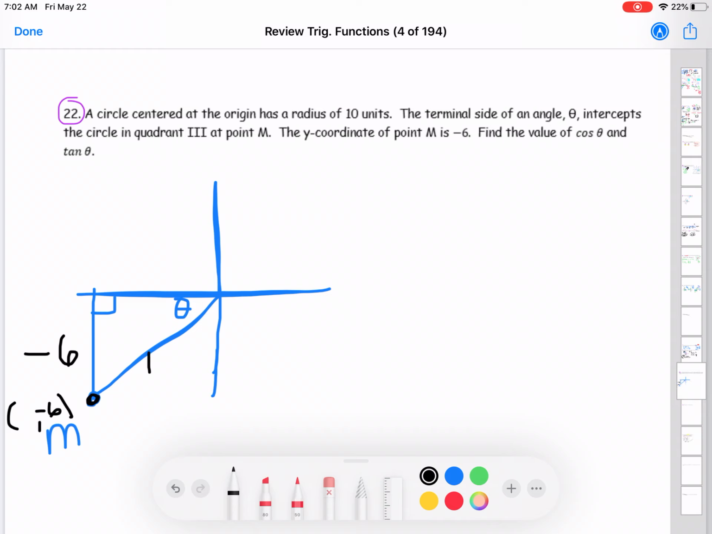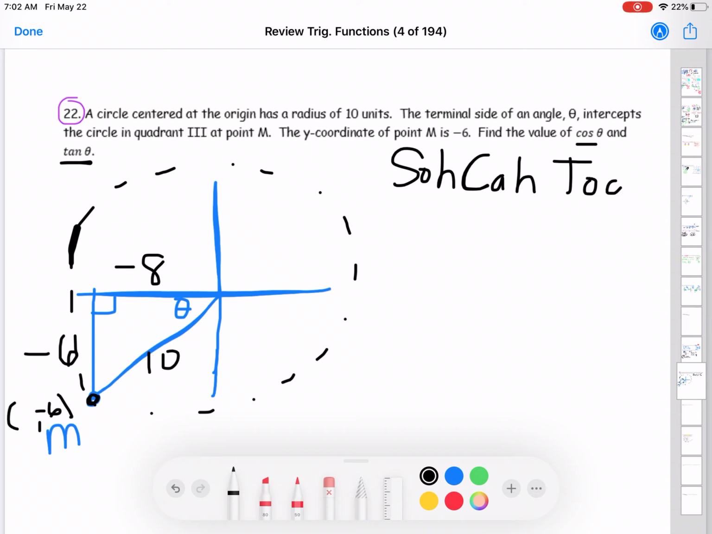And the radius is 10. Remember, this is really your circle, so that's why that's your radius of 10. And again, I have a 6, 8, 10 triplet. Yes, this is 8, but that's negative, right, going in the negative direction. They want cos and tan.